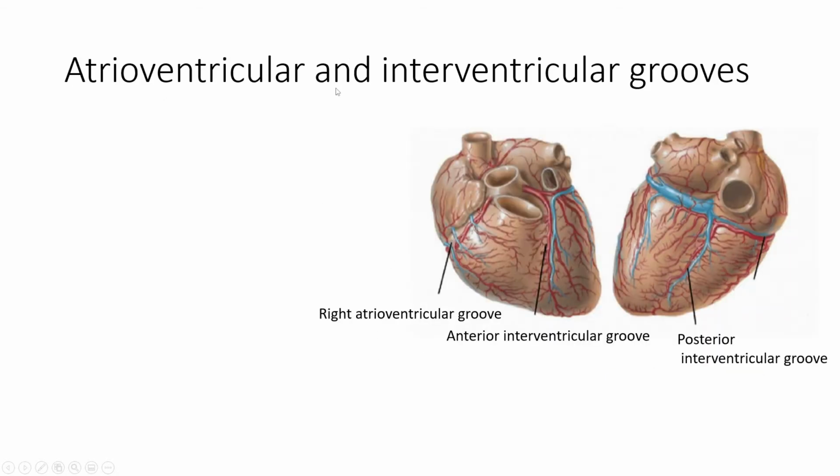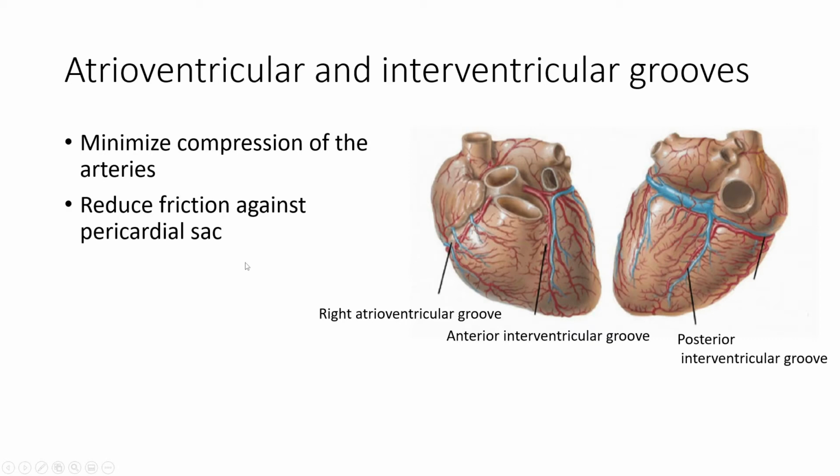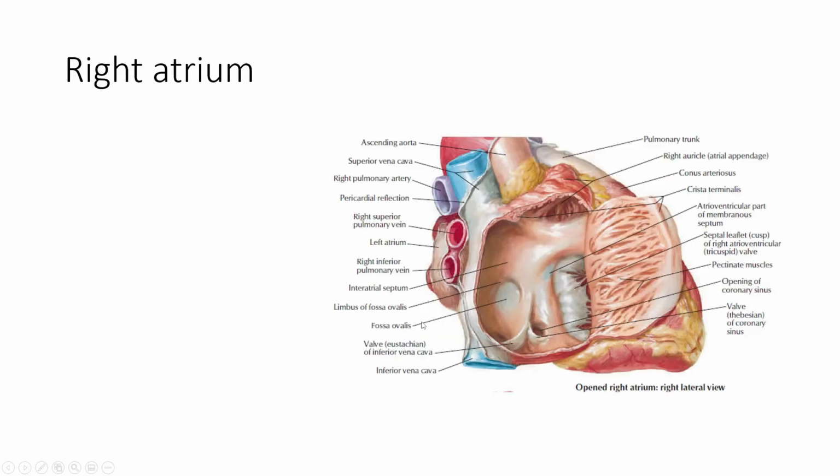Next up is the atrioventricular and interventricular grooves. So right here we have the right atrioventricular groove containing the right coronary artery. We have the anterior interventricular groove right here containing the left anterior descending, with the left coronary artery here. And then we have the posterior interventricular groove containing the posterior descending artery. And these grooves minimize the compression of the arteries within them, and they reduce friction against the pericardial sac.